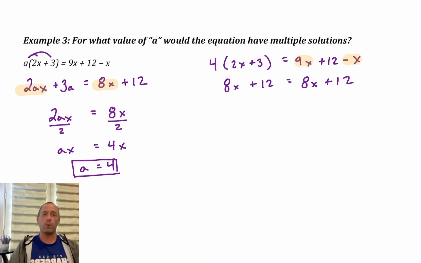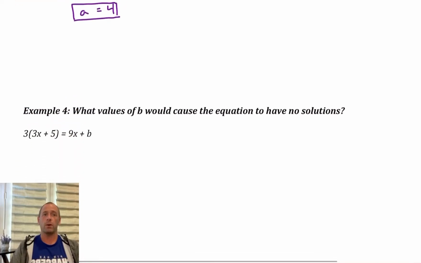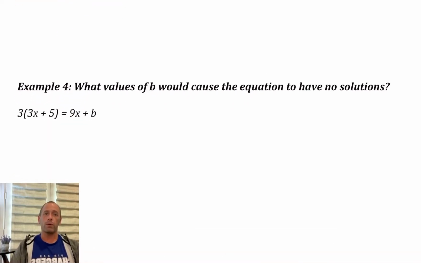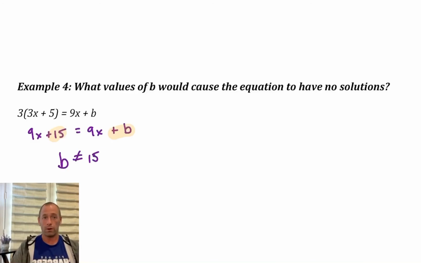So for the final example, what I'm going to be looking for is a case when we want no solutions. 3 groups of 3x plus 5 equals 9x plus b. What value of b would give us no solution? So what we're going to end up with here is the case where we have the same value of a coefficient on both sides of the equal sign, but our constants are going to be different. So we have 9x plus 15 equals 9x plus b. If there are no solutions, we need these two values that I've highlighted to be different. That means anything besides 15 would work. So use the symbol not equal to.